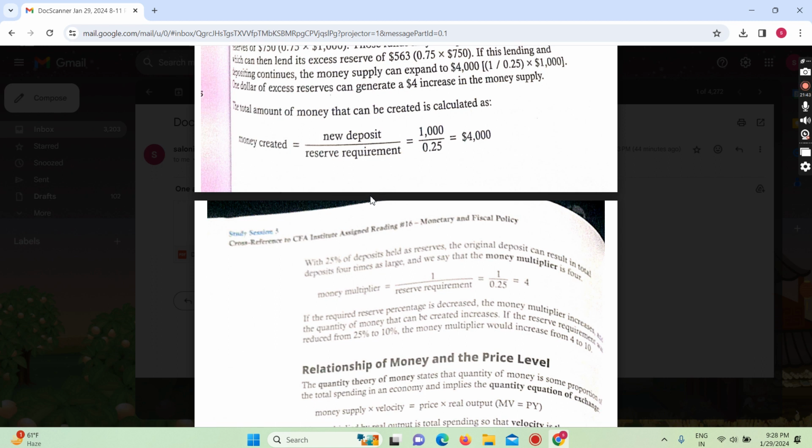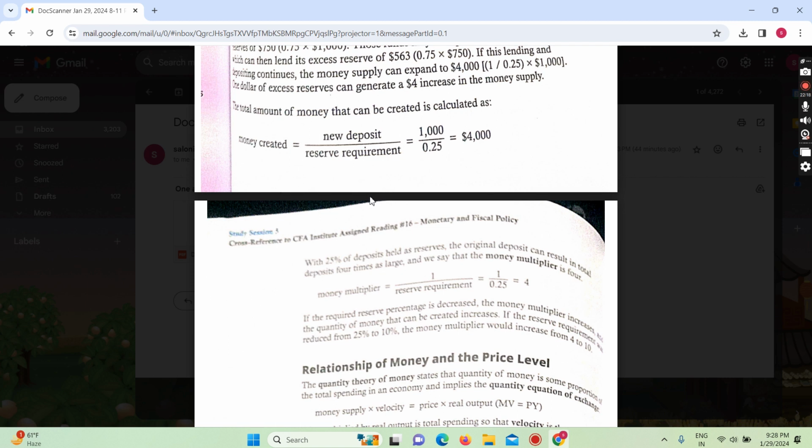With 25% of deposit held as reserve, the original deposit can result in total deposits four times as large. We can say the money multiplier is 4. Here the money multiplier formula will become 1 divided by reserve requirement. How much was the reserve requirement? 25% of the portion we need to retain for the reserve requirement. So 1 divided by the reserve requirement, that is 1 by 0.25, will be 4 times. The money multiplier is 4 times. The $1000 will help you make money four times, that is $4000.